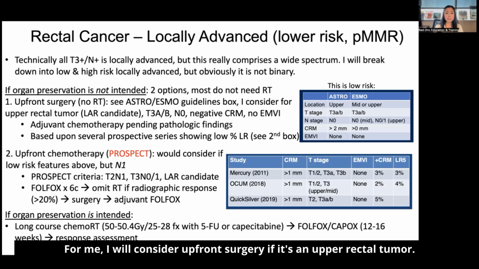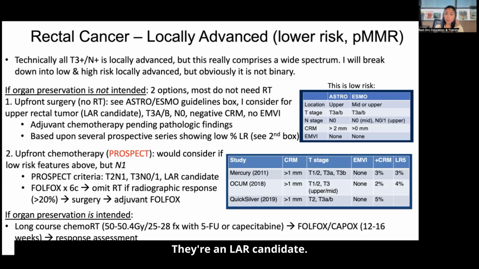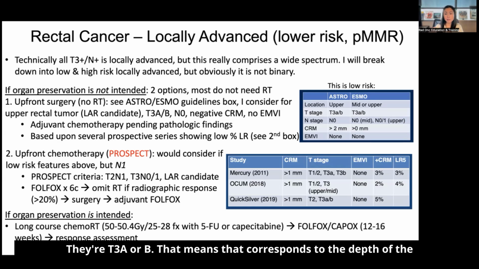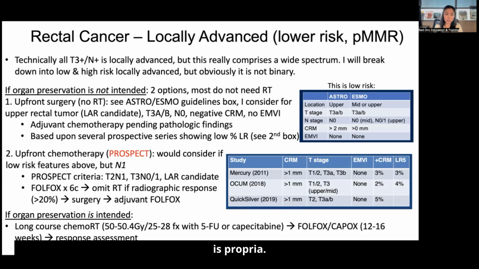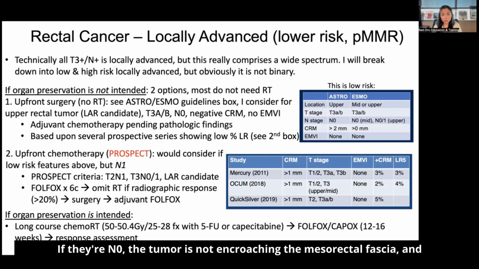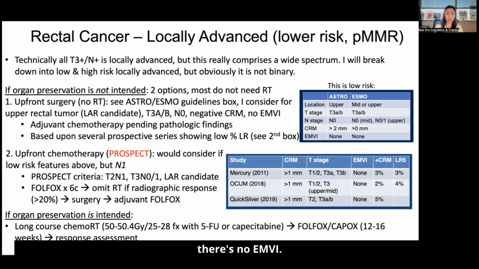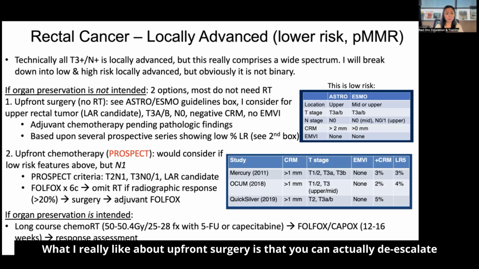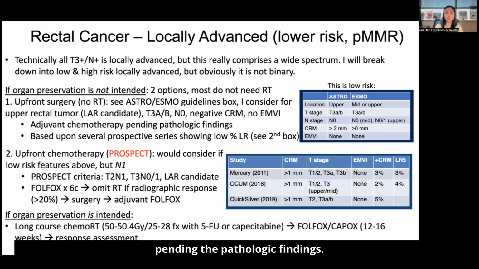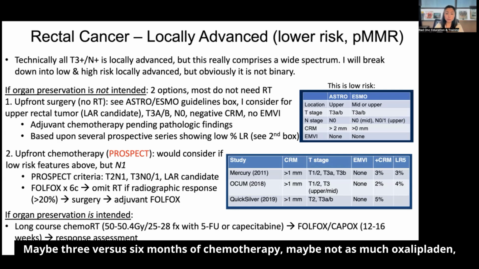For me, I will consider upfront surgery if it's an upper rectal tumor, they're an LAR candidate, they're T3A or B, that means that corresponds to the depth of invasion past the muscularis propria. If they're N0, the tumor is not encroaching the mesorectal fascia and there's no EMVI. What I really like about upfront surgery is that you can actually de-escalate the chemotherapy pending the pathologic findings. So maybe 3 versus 6 months of chemotherapy, maybe not as much oxaliplatin, et cetera.